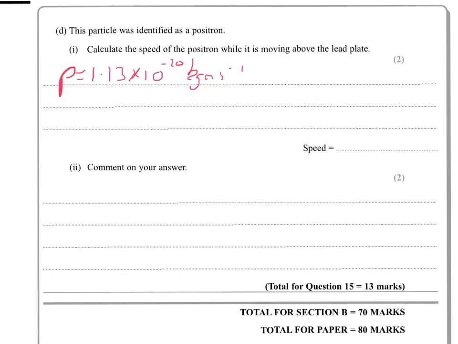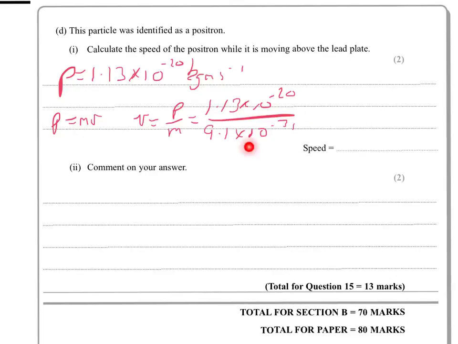So we're asked to calculate the speed of the positron while it's moving above the lead plate. Now we already have its momentum from the previous part. So if we divide the momentum by the mass, we should get the velocity. You need to recognize obviously that the positron will have the same mass as the electron, because it's the electron's antiparticle. And you just get that value from your formula sheet and calculate. And we get this answer of 1.24 times 10 to the 10 meters per second.